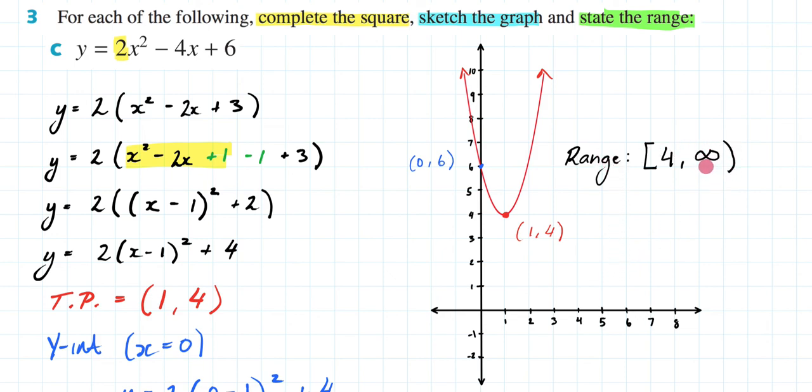So that's my range. Here is my sketched graph, and I've completed the square. So I've done the three things that the question asked of me. Hopefully you're now able to answer question 3C.